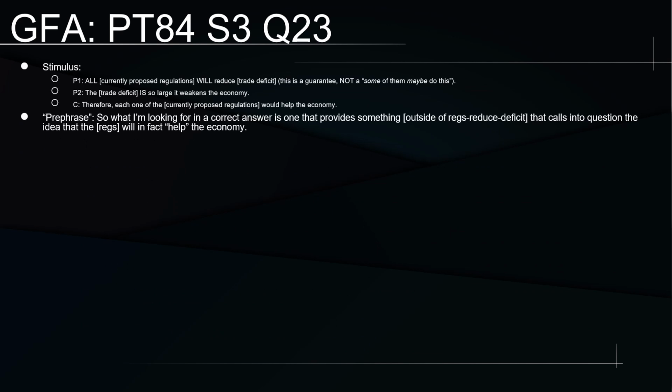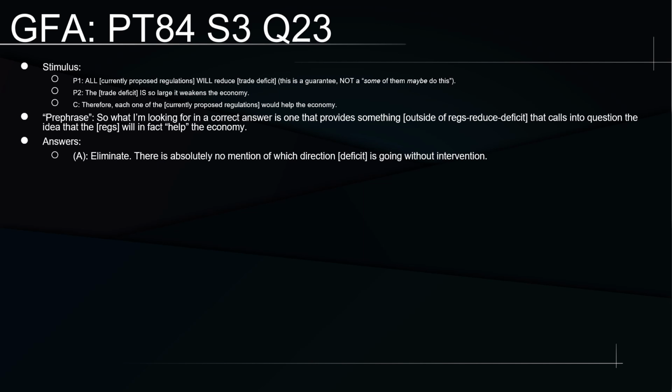All right, so now getting into the actual analysis of the answer choices. Starting with A, how does it stack up against my pre-phrase of something that provides an outside-of-regulations, reduced-deficit relationship, something other than that, that calls into question the idea that the regulations are actually going to help somehow? So I'm getting rid of A.